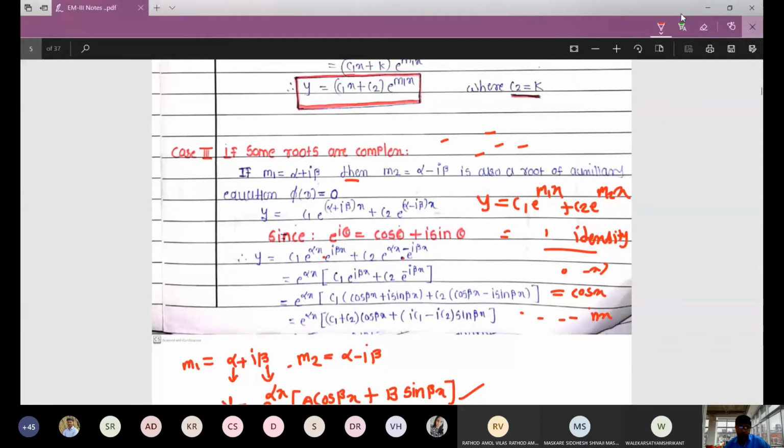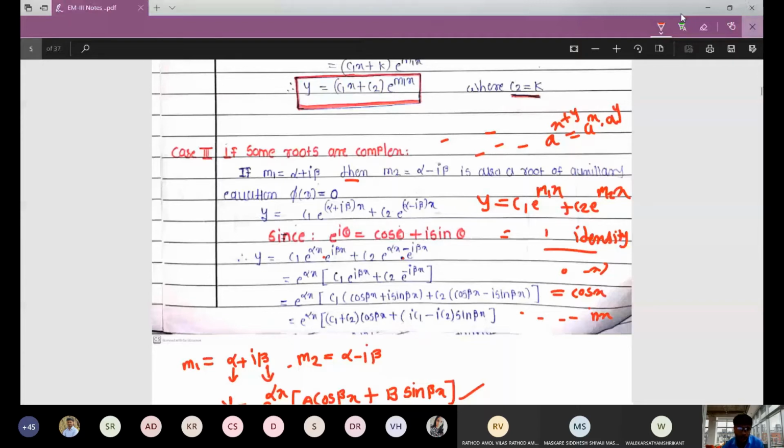Since we have this solution, c1 e to the power alpha plus i beta x plus c2 e to the power alpha minus i beta x, I am using the rule of exponent. What is the rule of exponent? a to the power x plus iy is equal to a to the power x into a to the power iy. Similarly, here we have e to the power alpha plus i beta times x. So I am separating e to the power alpha x into e to the power i beta x, plus c2 e to the power alpha x into e to the power minus i beta x.